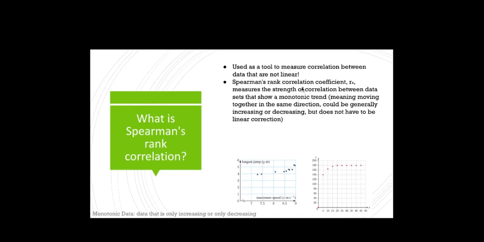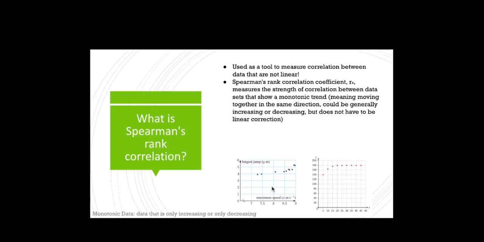The Spearman's rank correlation coefficient is labeled as RS. So this is the coefficient. For Pearson, we had R with a P as a subscript, and when we're doing Spearman, it's going to be an S as a subscript. It measures the strength of the correlation between data sets that show a monotonic trend. A fancy word to say, basically, your data is moving in the same direction.